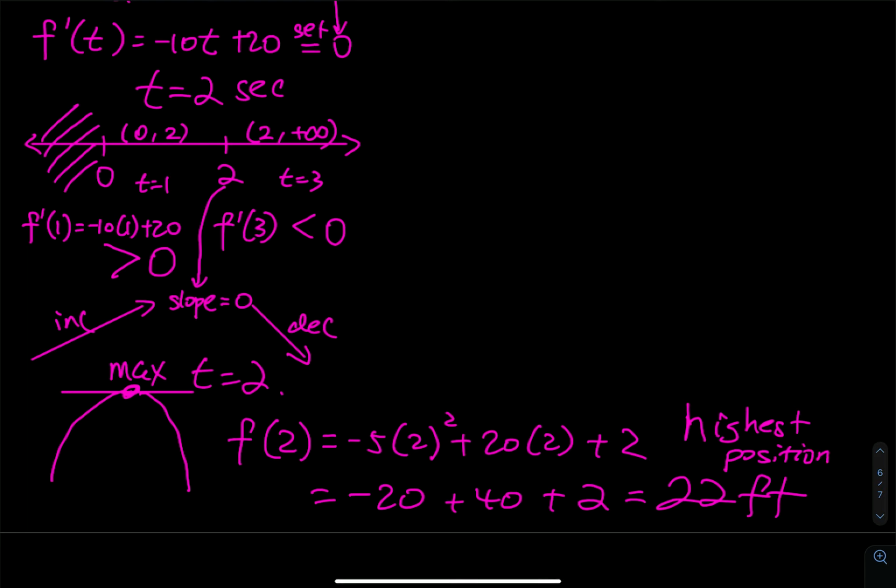Why do I plug this into f of t? Because I am looking for a position. When you're looking for a position, you plug it into f of t. When you are looking for velocity or slope, you plug it into f prime. When you are looking for acceleration, you plug it into the double prime. Okay, so this is the answer, 22 feet above the ground.